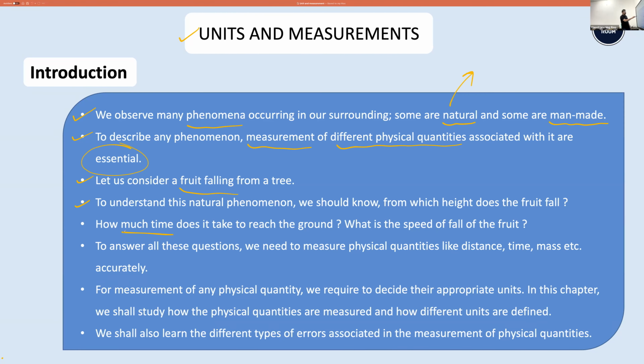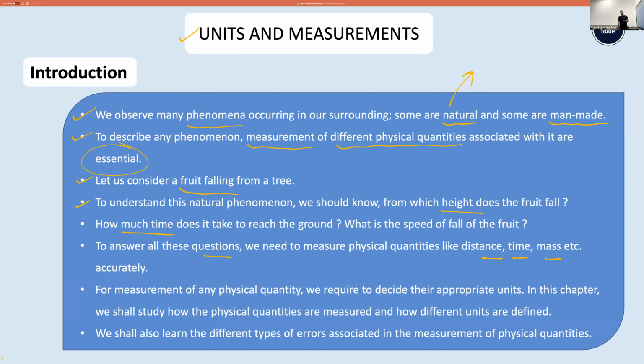Suppose you take, to understand this natural phenomenon, we should know from which height the fruit falls, how much time it takes, what is the speed with which it is falling, and what is the acceleration. To answer all these questions, we need to measure physical quantities like distance, time and mass.